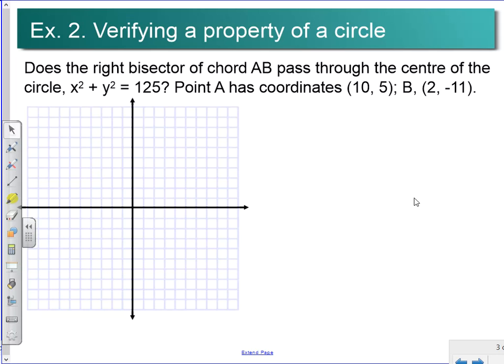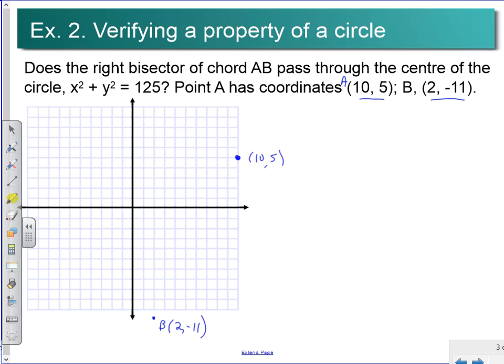So let's start in here, and it appears as though point A, which you can see here, we're being told is on the circumference of the circle, as well as point B. So let's go ahead and plot those. So (10, 5) is here. That's point A, right there. So (10, 5) is A. And then (2, -11), which is off my grid, but right around here, that's point B at (2, -11).